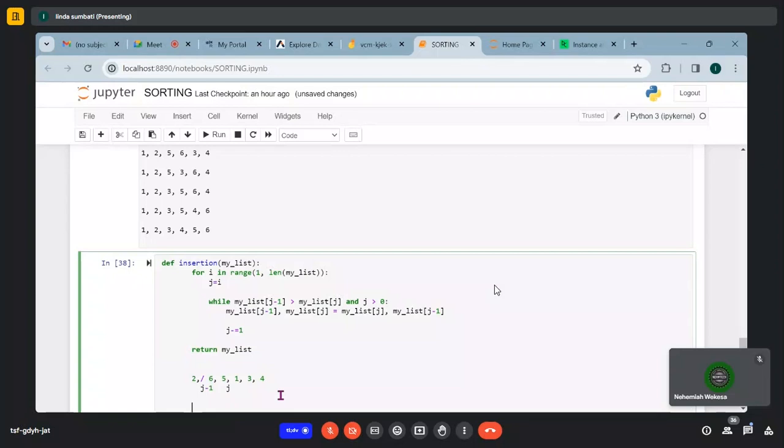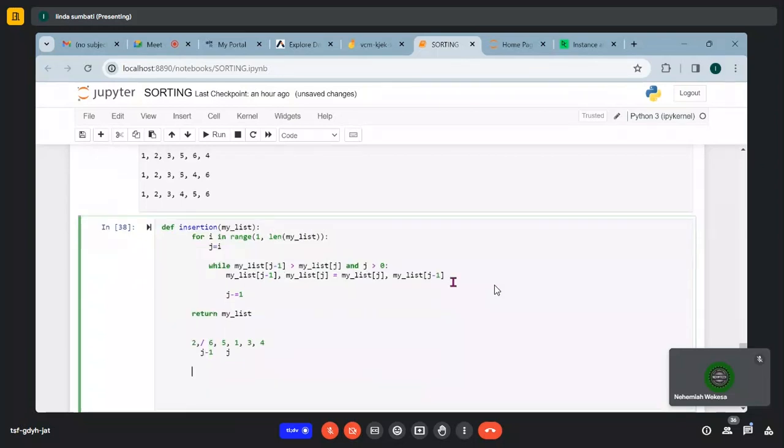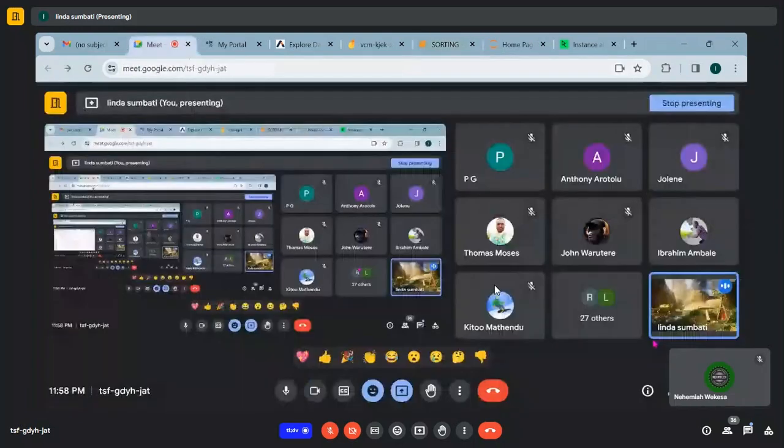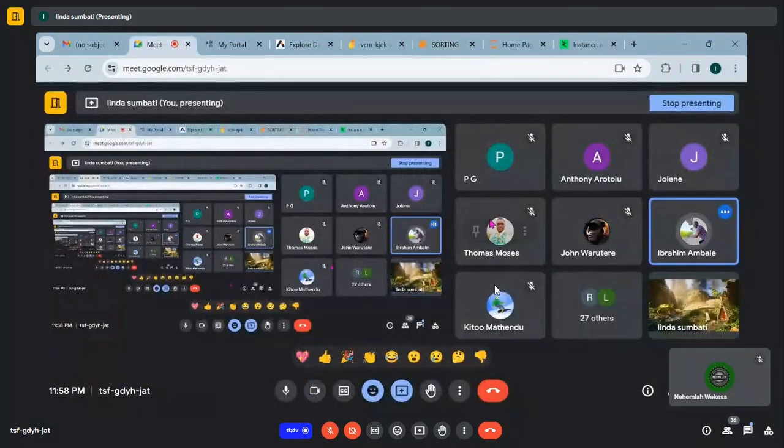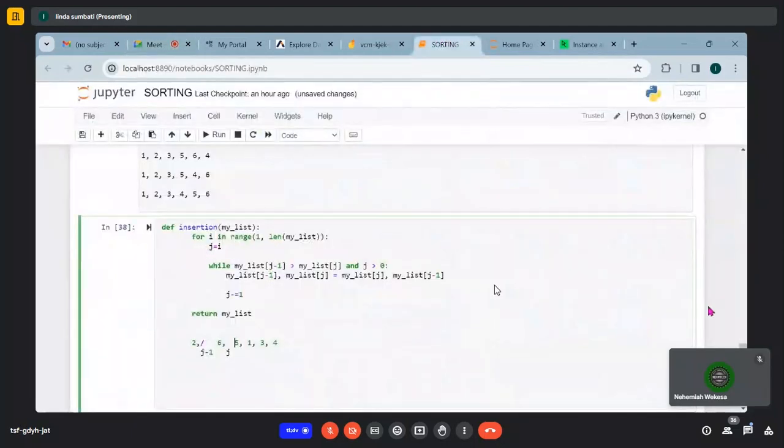So you come and check this loop. You say, my list J minus 1. No, I'm not talking about that one. I'm talking about J equals to I, up there before. There's a person who explained it very well. I think Thomas. Thomas, can you explain it to them again? This J is equal to 1.